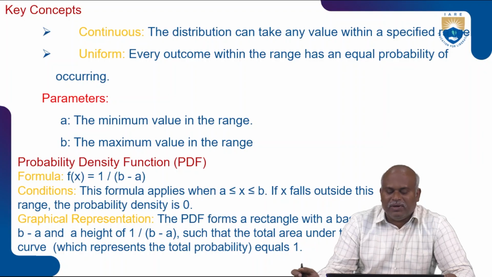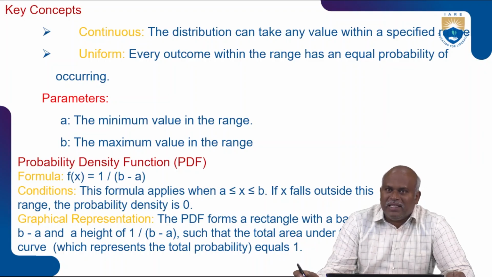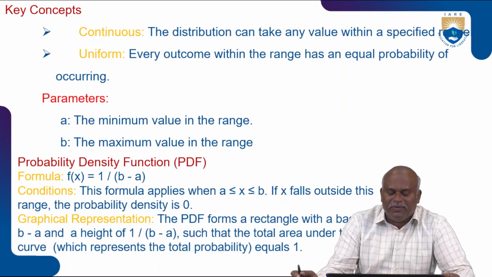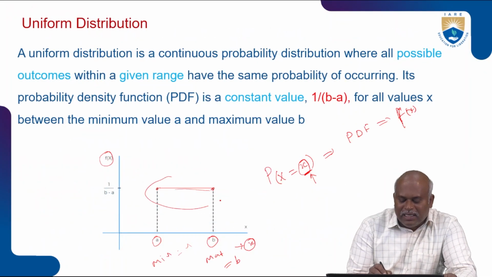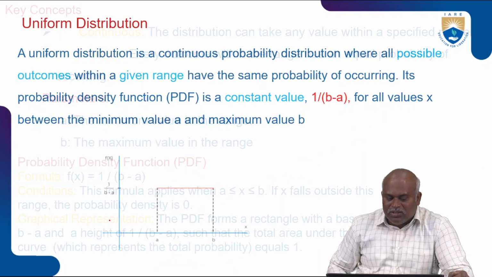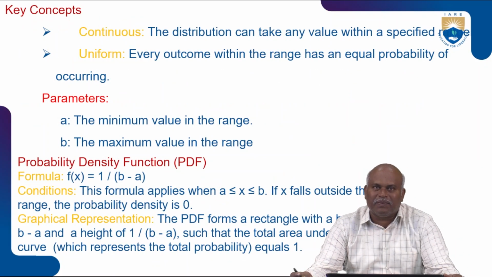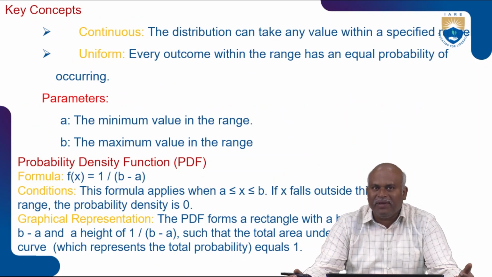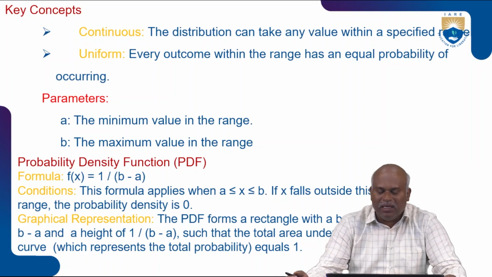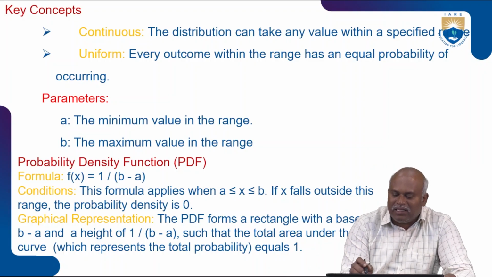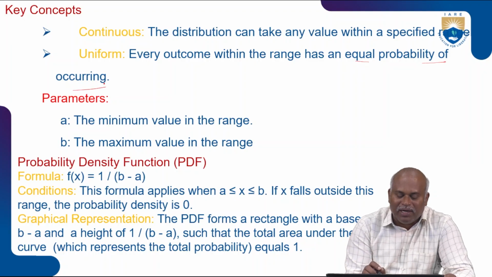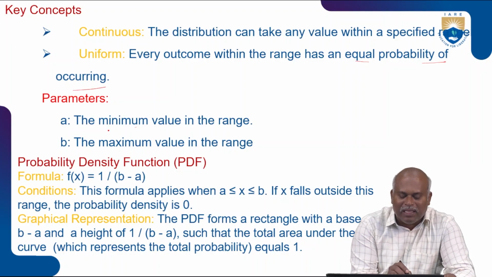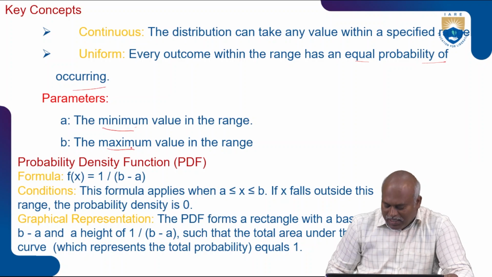Next is uniform. Every outcome within the range has an equal probability of occurrence. So see here, the probabilities are equal values. This too is a key concept of the uniform distribution. Here we take two parameters in the uniform case. The equal probability occurs between the two limits. One is the minimum, another one is the maximum.